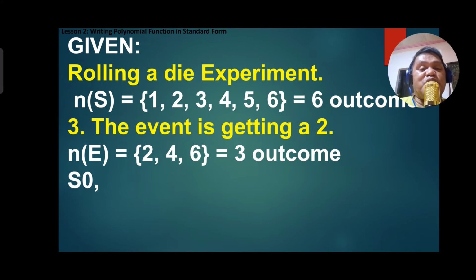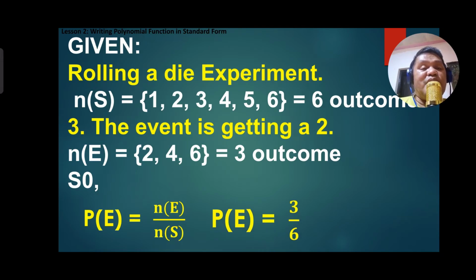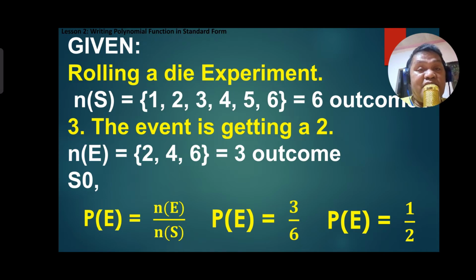We are going to substitute this in the formula: the number of outcomes in the event over the number of outcomes in the sample space. So there are 3 numbers divisible by 2, which are 2, 4, and 6. This will be divided by the 6 outcomes in the sample space, and you reduce it to lowest terms. The probability of obtaining a number divisible by 2 is equal to 1/2.